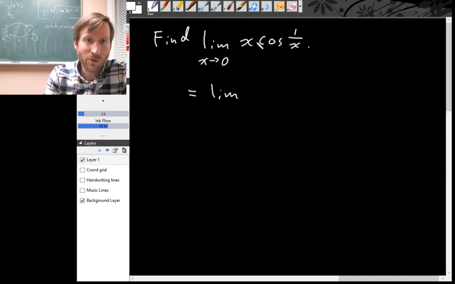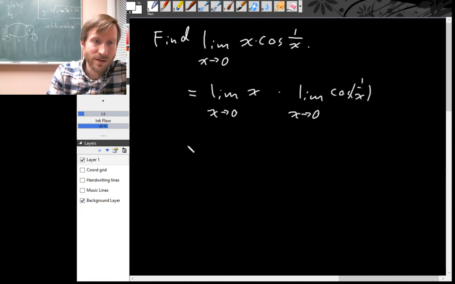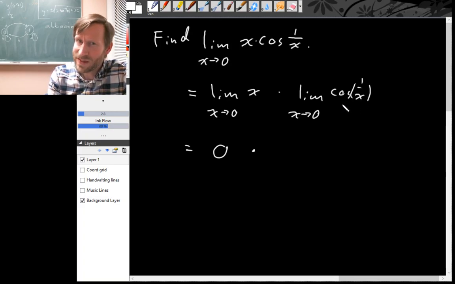x times cosine 1 over x is a product, so you get the limit as x goes to 0 of x times the limit as x goes to 0 of cosine of 1 over x. Okay, so the limit of x as x goes to 0, we know that one, that's 0. And the limit as x goes to 0 of cosine of 1 over x, well, this is actually one we looked at in class, and this limit does not exist.